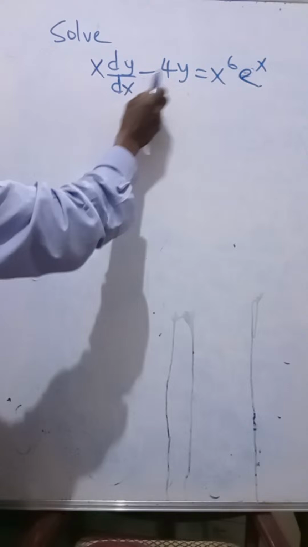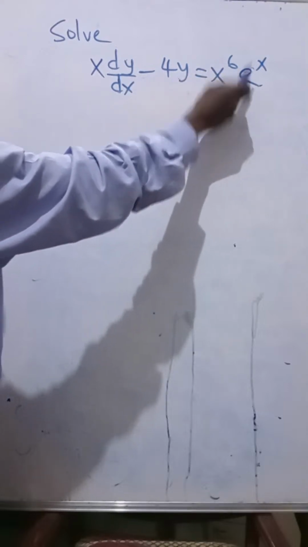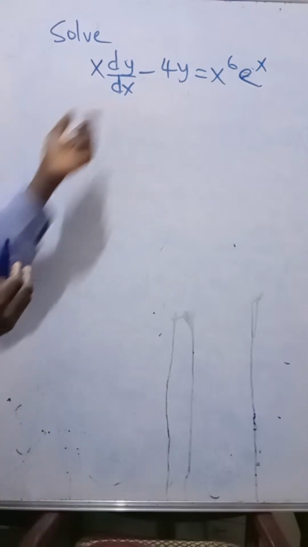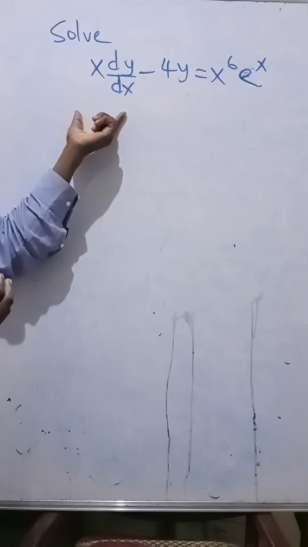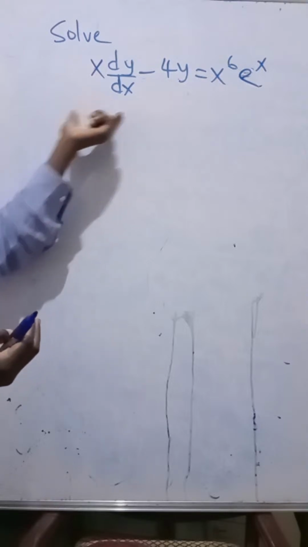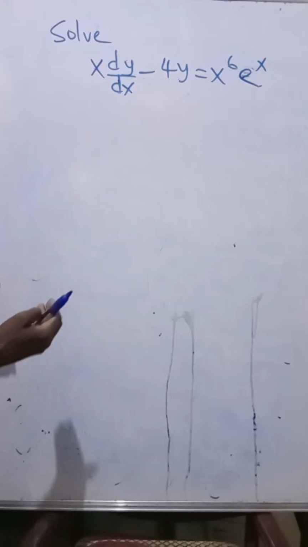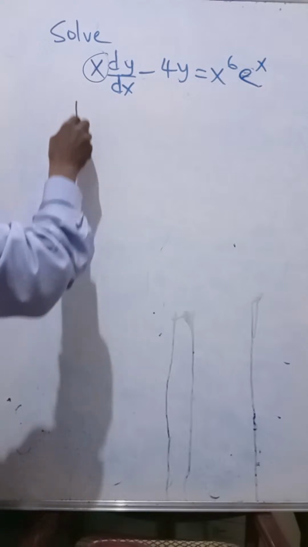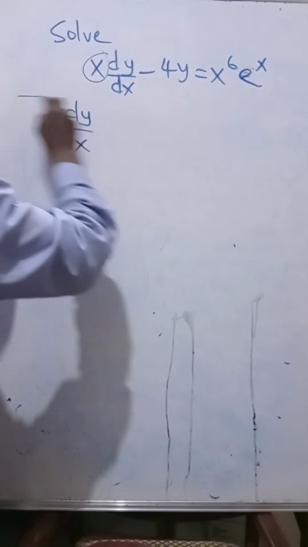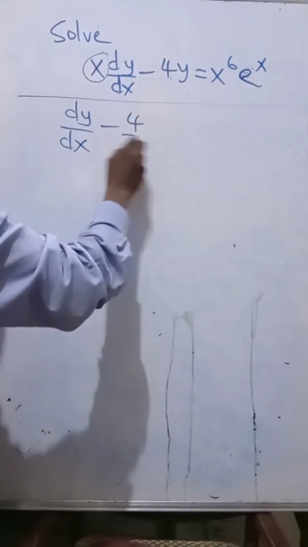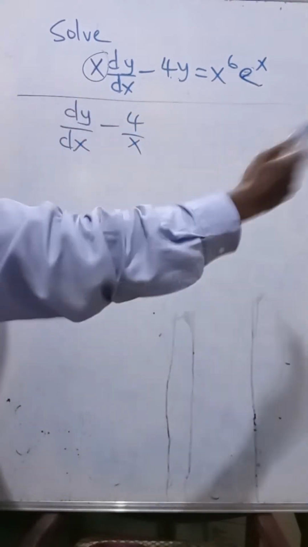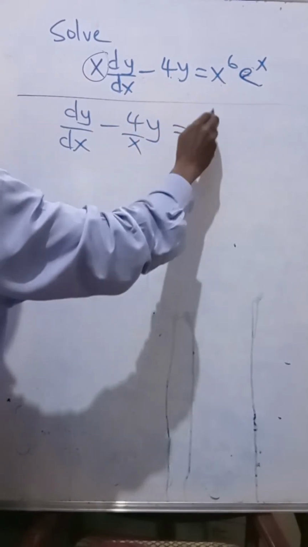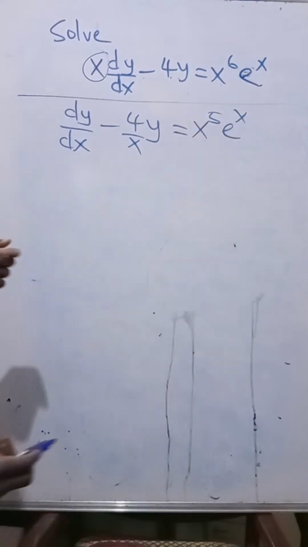x dy/dx minus 4y equals x to the power 6 e to the power x. If you look at this question, you can realize that it follows the first statement I made on linear differential equations. So this one has to be removed from here. That's the first step. That will be dy/dx equal to 4 over x, so I'm dividing through by x, times y, plus x to the power 5 e to the power x. So that's what we have.